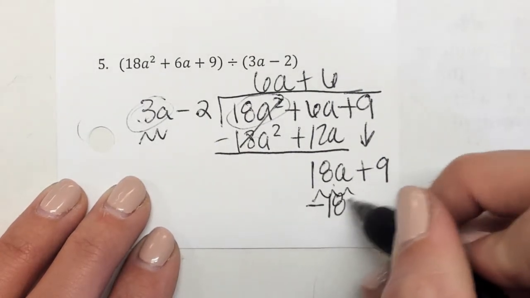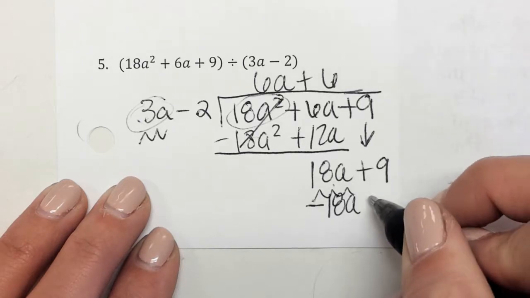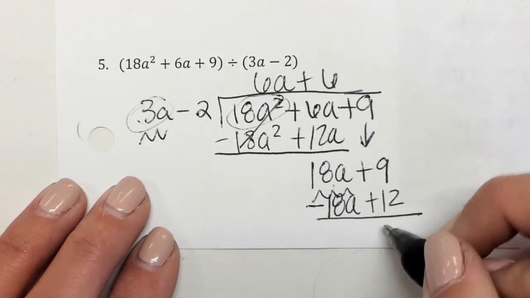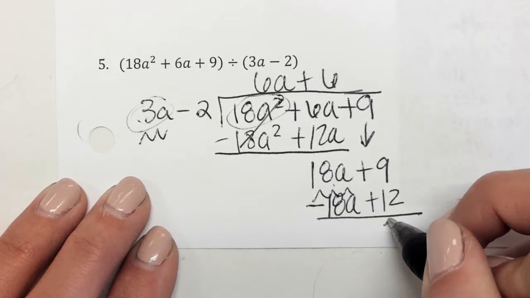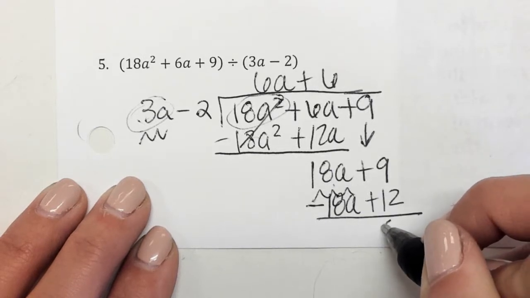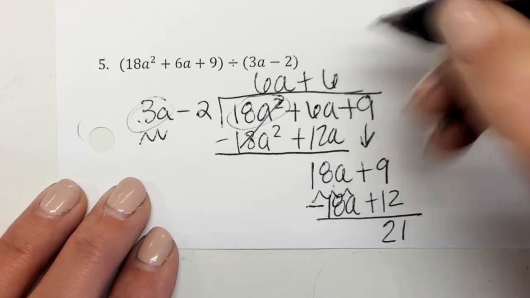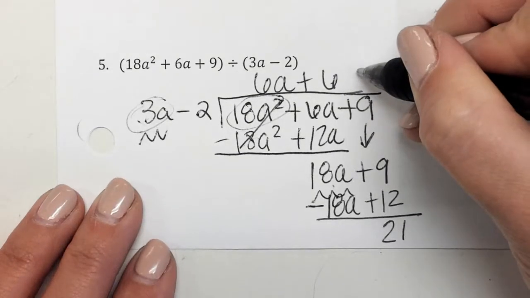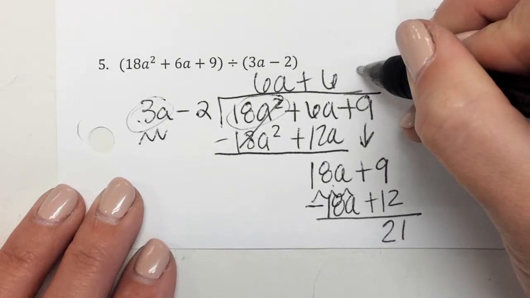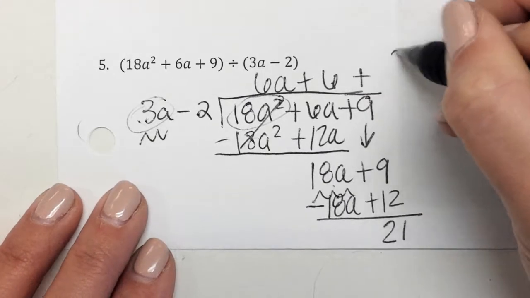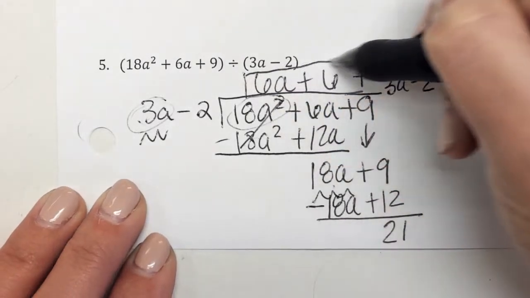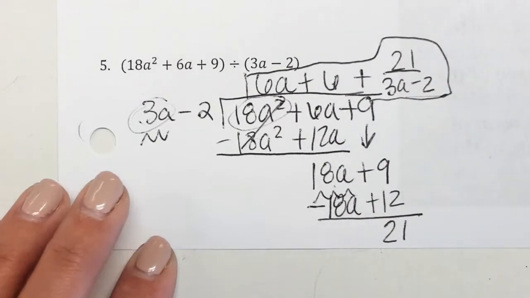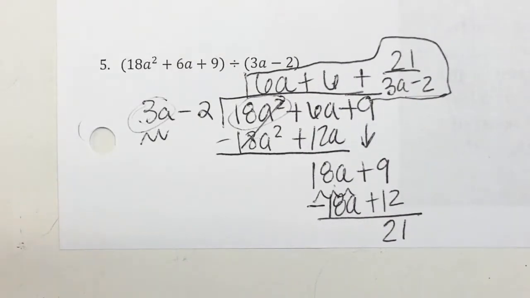Good, and good. So when I add them, I'll get what? Go ahead. 21. Alright, so tell me how I'd write that. Anybody? Very good. Any questions about long division? Then do 3 and 4 on your own.